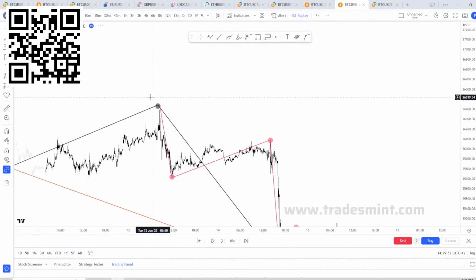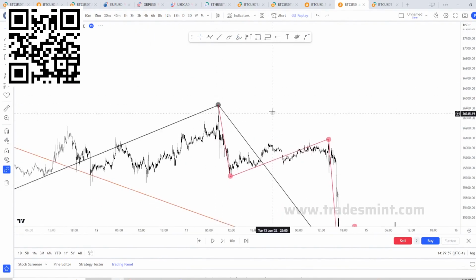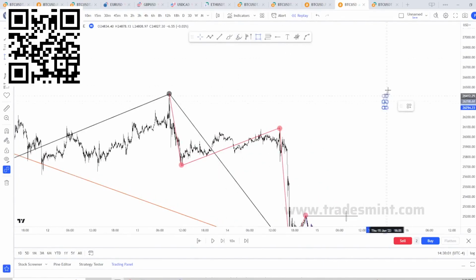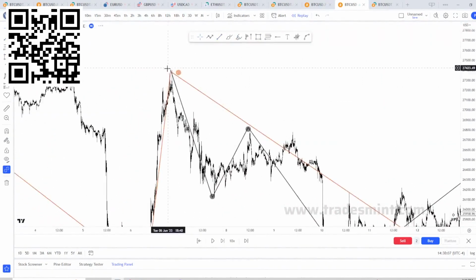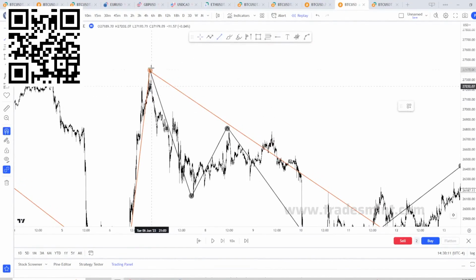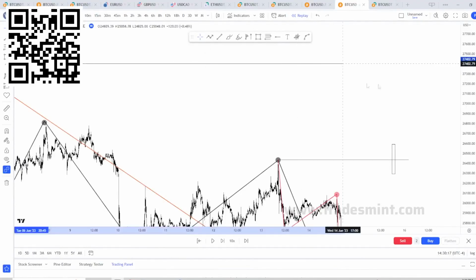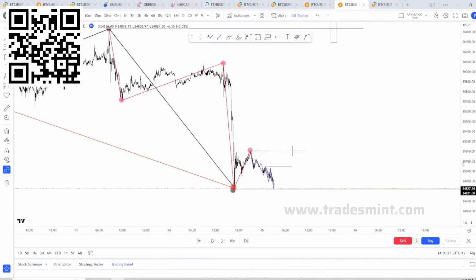And then up to this black level, which is the internal structure lower high, you're more than likely targeting that as a weak level. And if you break this guy with a 1 hour close, because we drew that guy in the 1 hour, then you are more than likely going to head up towards the lower high on the 4 hour time frame. And if you break that with a 4 hour close, then guess what? You just started yourself a new uptrend on the 4 hour time frame. So swing structure would then be pointing up. So let's see how this progresses.